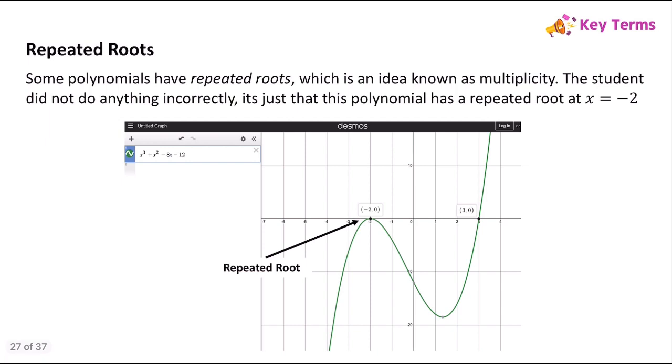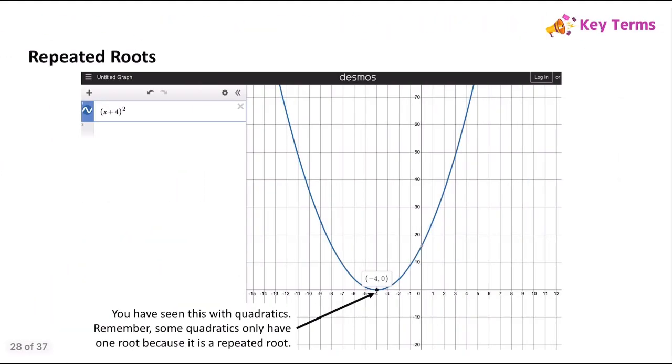Well, what happens is some polynomials will have what are called repeated roots. This ties into an idea known as multiplicity. So what happened is they didn't do anything incorrectly. It's just that this polynomial has a repeated root at x equals -2. So how do you know when this happens? Well, you've seen this before.